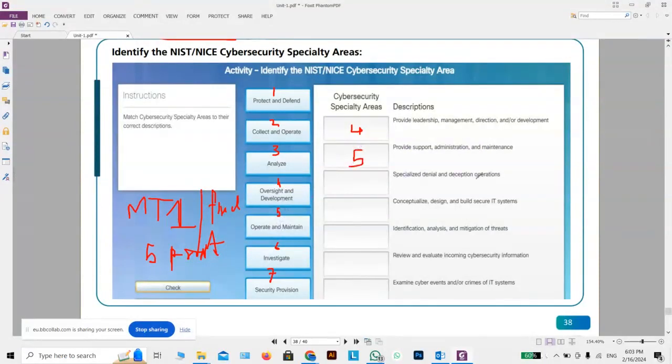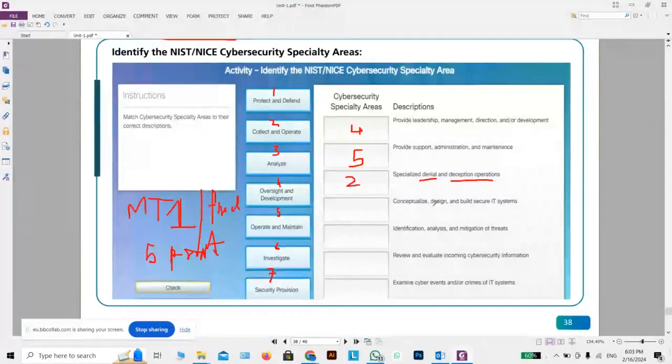Okay. Specialized denial and deception operation. So it means that it is about analyze. If you remember, if it is not analyze, it's about collect and operate. I think because here, if you know about this information, how do you get the information, collecting all of the data. So that's not specialized denial. So for collect and operate, where is collect and operate? Yes, it is second here.